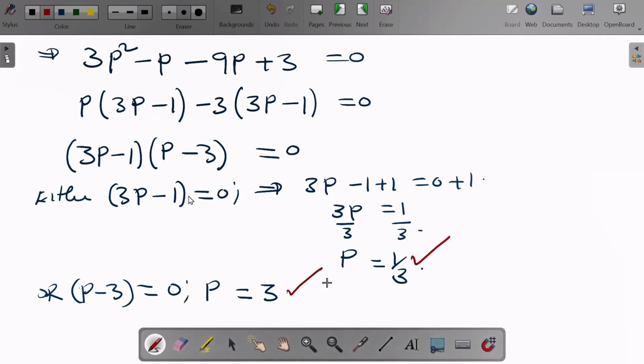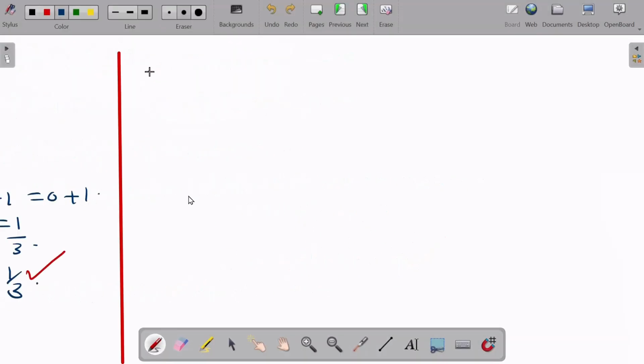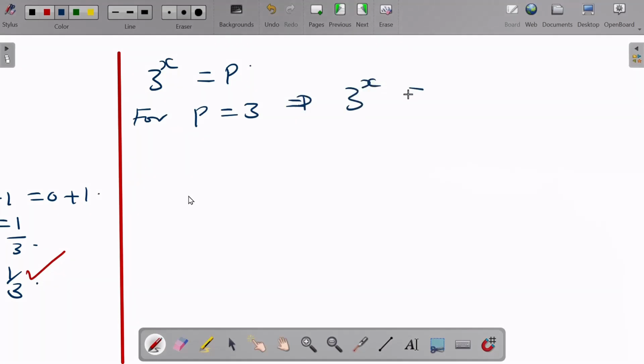Then we proceed. Since we said that 3 raised to power x is equal to p, for p equal to 3, it implies that 3 raised to power x equals 3, which is the same as power 1. And so by comparison, it means that x is 1 since the bases are the same. For this case, x equals 1.